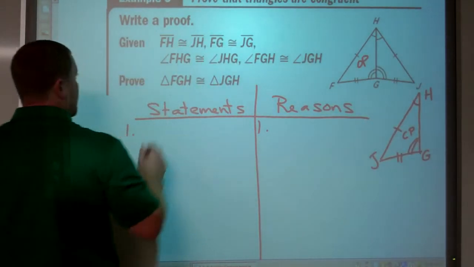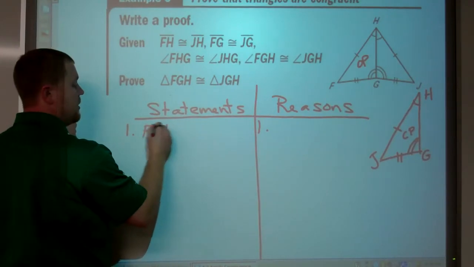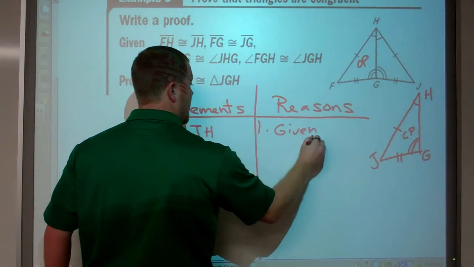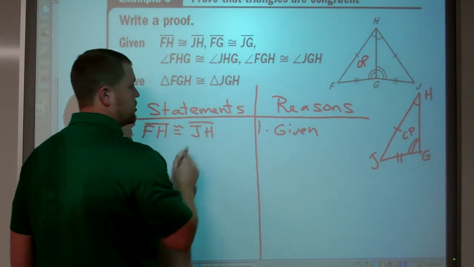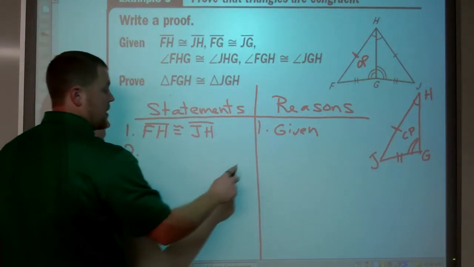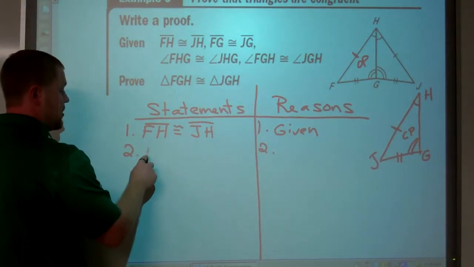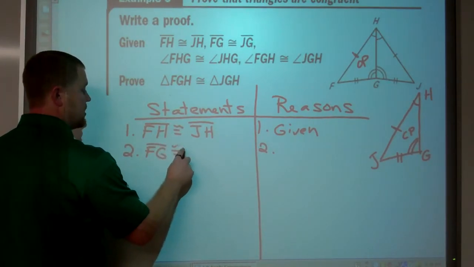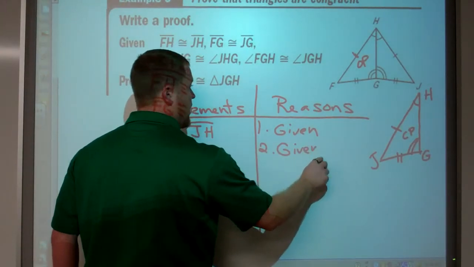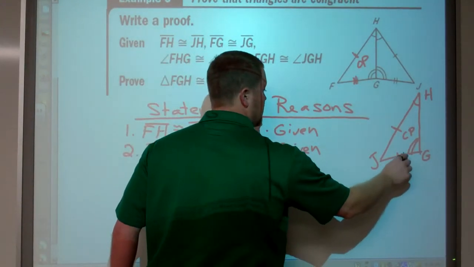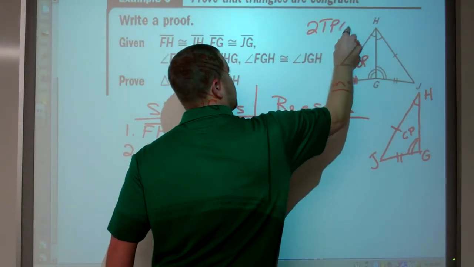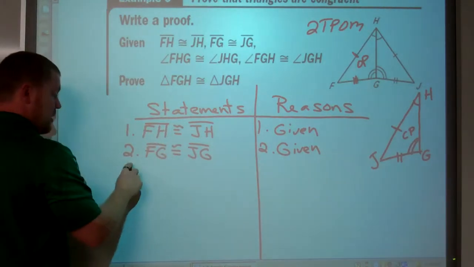Alright, so first given, segment FH is congruent to segment JH. That's given. It's already marked. Okay? Second given, segment FG is congruent to segment JG. Again, that's given. Mark your triangles. Two triangles pulled out and marked. Number 3.